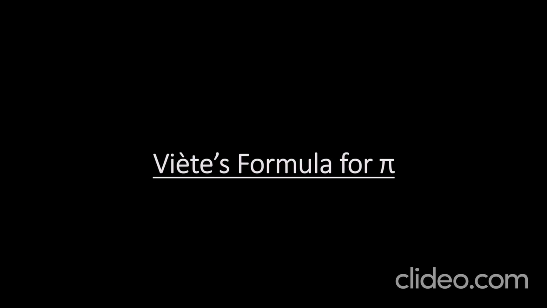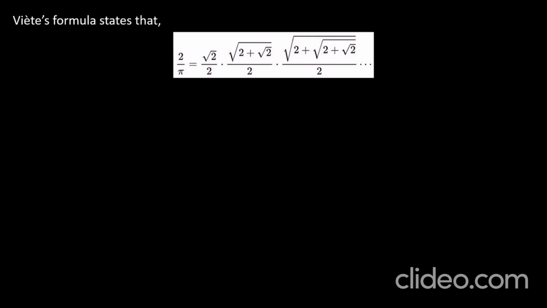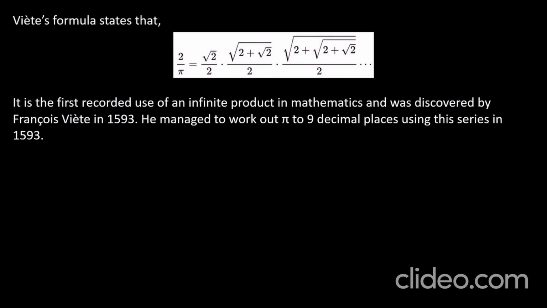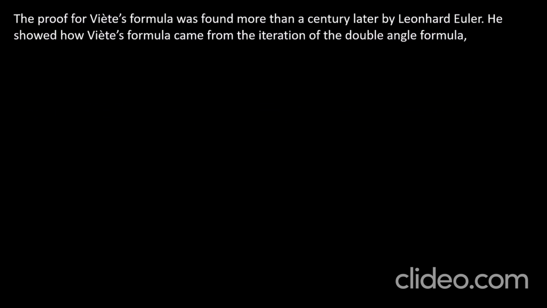Next is Viète's formula for pi, which states the following. It's the first recorded use of an infinite product in mathematics, and was discovered by Viète in 1593, where he managed to work out pi to 9 decimal places. The proof for this formula was found more than a century later by Leonhard Euler.